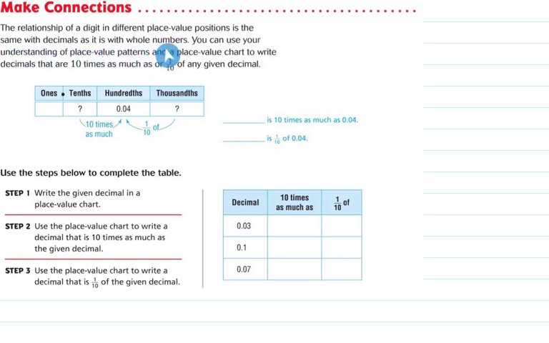You can use your understanding of place value patterns and a place value chart to write decimals that are 10 times as much or 1/10 of any given decimal. So boys and girls, if we start over here on the side, if we think of 400ths, it's like saying you have 4 pennies. Well, if you had 10 times 4 pennies, you would have 4 dimes, which is representative of 4/10. 4/10 is 10 times as big as 4 pennies, which is 400ths.